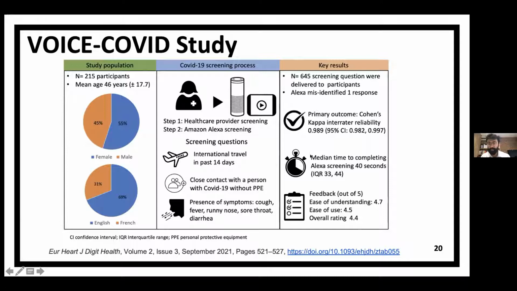The median time to complete the Alexa screening from start to finish was 40 seconds, so maybe a little bit longer than what a human being would do. But in terms of our feedback, we had a post-survey question out of 5.